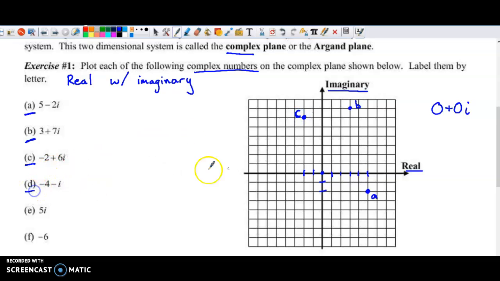And then negative 4 minus i: 1, 2, 3, 4, but minus i would be down 1, and that would be letter D. 5i is simply straight up. That's letter E. And if it helps, you could rewrite this as 0 plus 5i, so it's like the ordered pair right 0, up 5. Same thing with this last one: you could rewrite this as negative 6 plus 0i. So you're just going 1, 2, 3, 4, 5, 6 units on the real axis to the left.